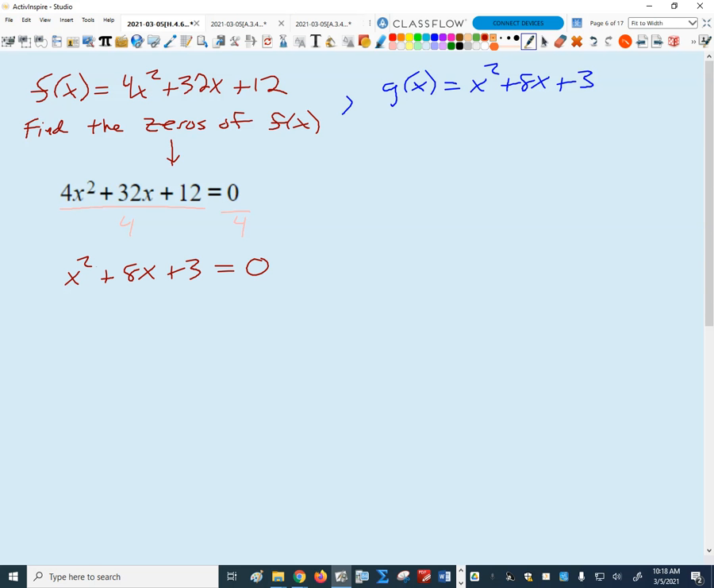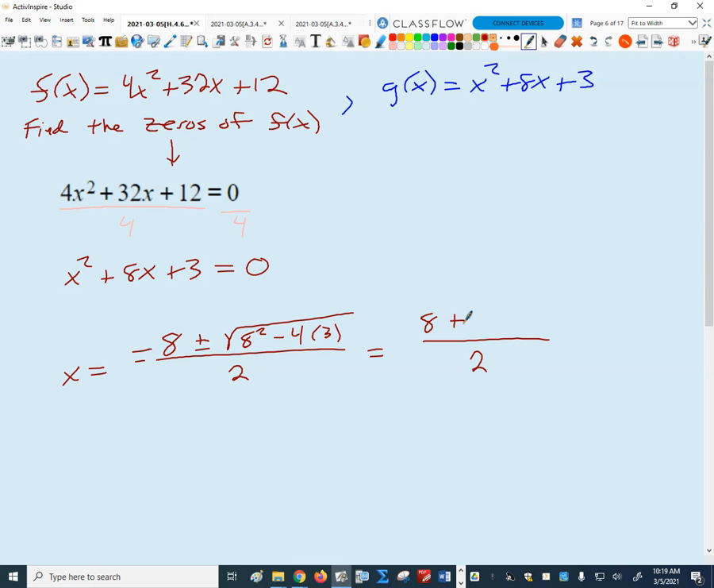And now I can just apply the quadratic formula, right? So I get x equals negative b, so negative 8, plus or minus the square root of b squared, so 8 squared minus 4 times 1 times 3, all divided by 2. I'll tell you, we'll write this one a little differently. And this is okay to do, just to give you a little different look here. Let's leave the top over a common denominator.